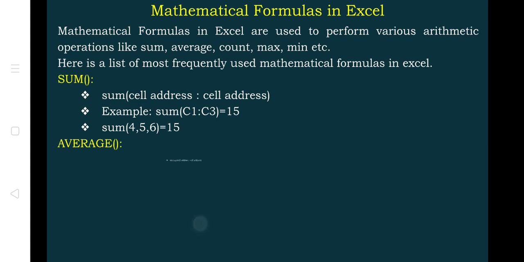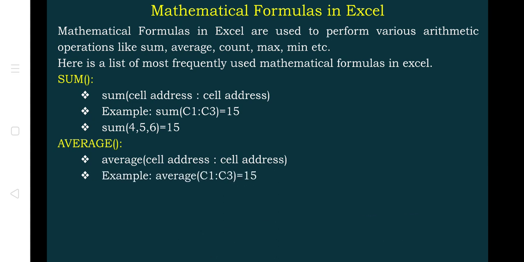So next is the average function. This average finds the sum of the values from address to address, and then divides by the number of cells. The example given is average of C1 to C3 is equal to 15. That means the values of the cells C1, C2, C3 are added and divided by 3. Otherwise also we can just give average of 4, 5, 6. It's actually 5 because we have to divide 15 by 3. Okay, some error is there. So 15 by 3 is equal to 5 will be the answer. The average of 4 plus 5 plus 6 is 15 by 3 is equal to 5.